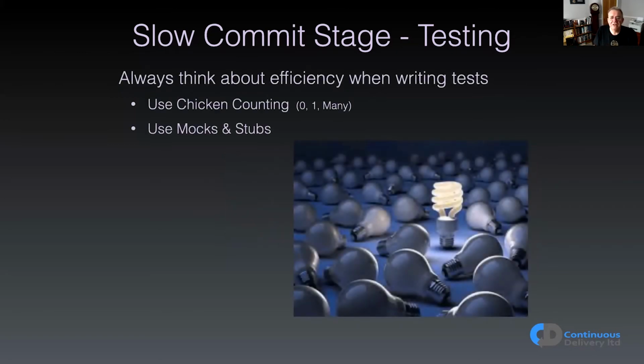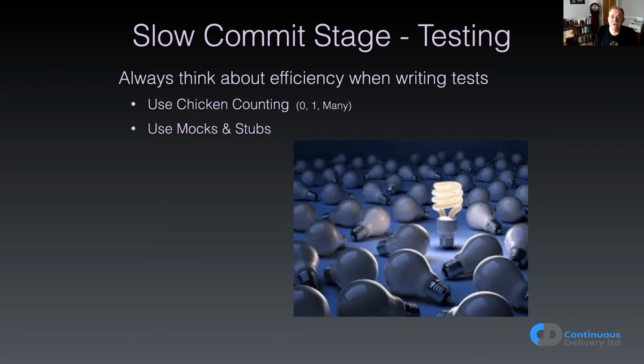Always think about efficiency when writing tests. I like to think in terms of chicken counting: 0, 1 and many. So I don't like loops in tests at all very much, but if I do have to put a loop in a test, I'm probably going to loop no more than 3 times at max. I'm certainly not going to loop hundreds or thousands of times ever in a test. If it can do 0, 1 and many, that's all code ever does. So that's good enough to be able to test.